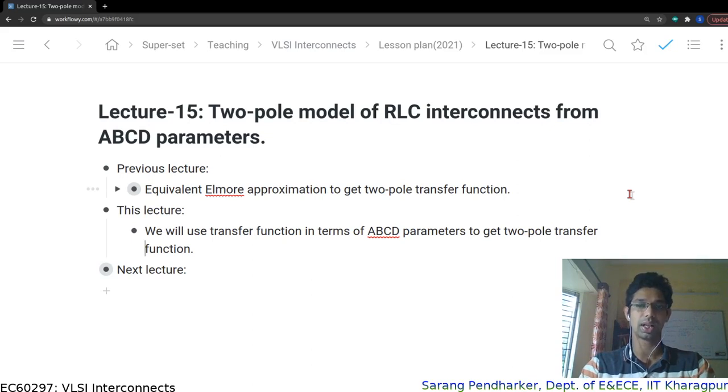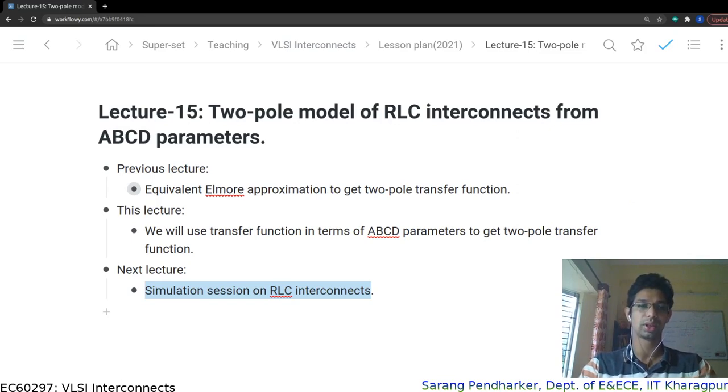This lecture will be the last technical lecture in the module. In the next lecture, we will be looking at the SPICE simulation of RLC interconnects, and with that we'll end this module in lecture 16.